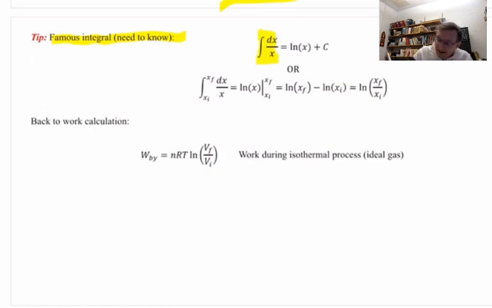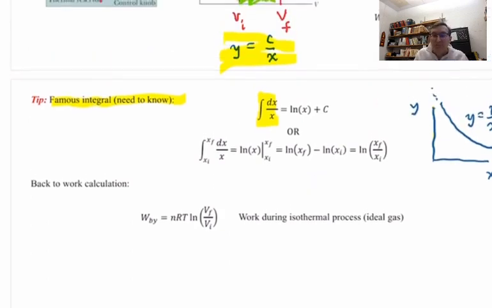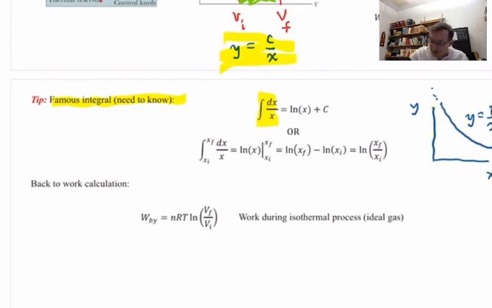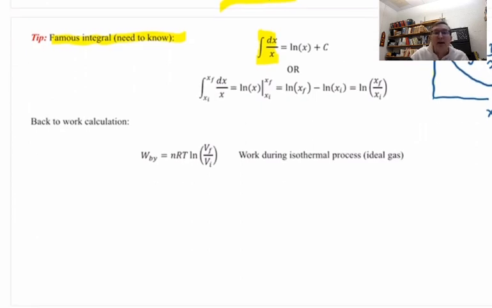So what that's saying is that if you have a plot of y versus x, and you just got a hyperbola of that form, what's the area under that curve? Okay. What's the area under that curve? Well, your calc professors can explain to you how to get the answer. I'm just going to tell you what it is, but it's very important to know it.